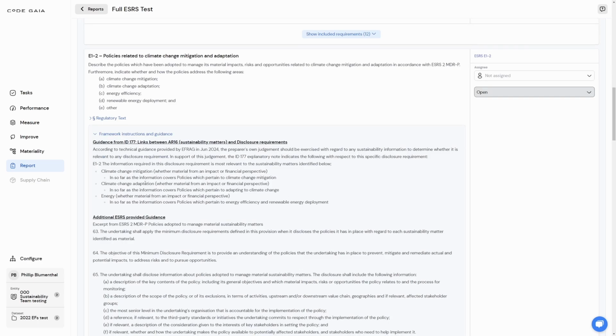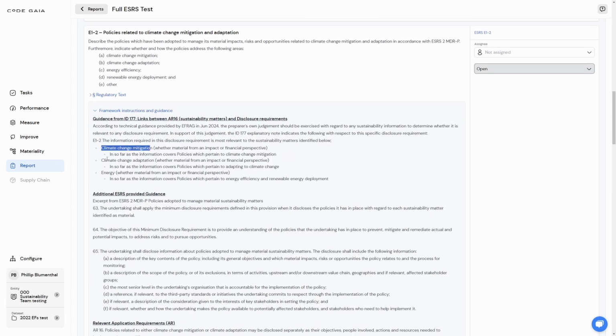E12 here is a good example where the guidance from the EFRAG document is a bit more extensive. So here we can see that they have mapped 3 matters to this disclosure requirement: climate change mitigation, climate change adaptation, and energy. And in each case, these matters are relevant whether they are material from an impact or financial perspective, so it's the same as before. And then we've got some further qualification about the nature of the information that would be reported here. So we have stated, insofar as the information covers policies which pertain to climate change mitigation, which is rather obvious because that is what the disclosure requirement is asking for, but it's good to see it mapped out explicitly in relation to the sustainability matters.